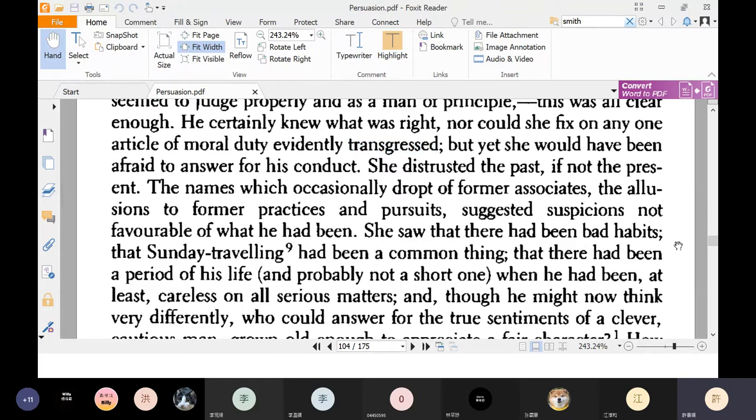"But yet she would have been afraid to answer for his conduct." So to answer for someone's behavior means to explain and defend someone and their behavior. So she would have been afraid to defend him. It looks like he's okay. Why is she afraid of defending him? "She distrusted the past, if not the present," which means her fear is not because of how Mr. Elliot is today, but because of his past.